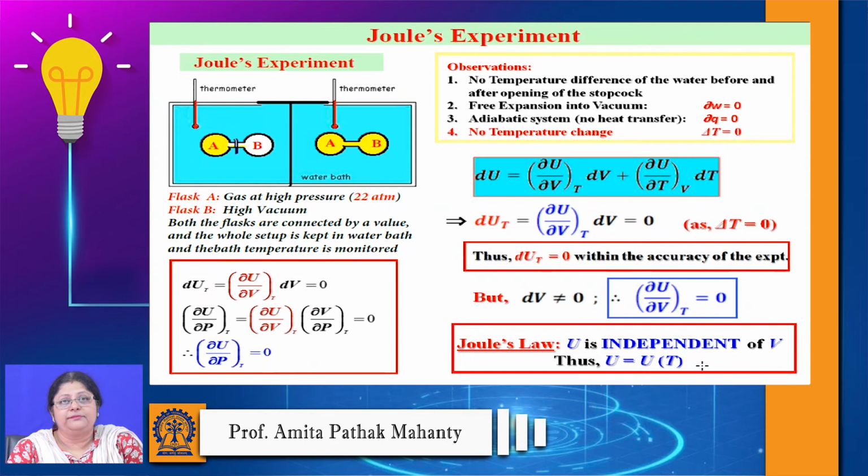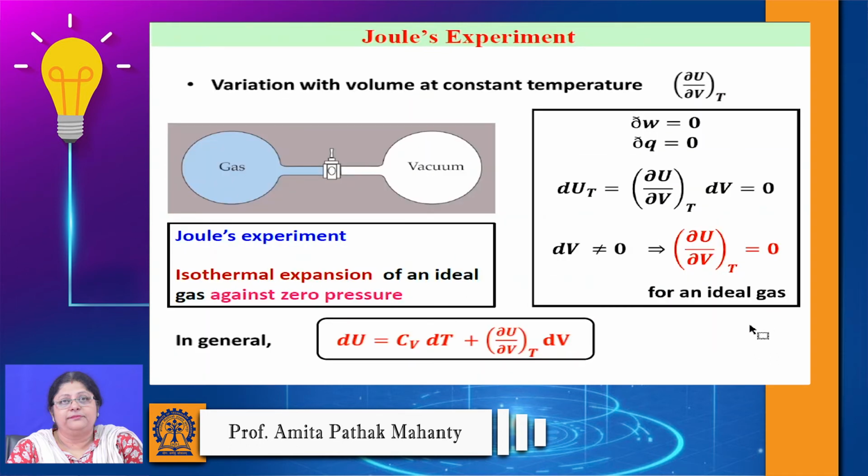It is okay when you are doing it for an ideal gas. This equation fits well, but in reality we do not have any ideal gases. All are real gases, and real gases do not obey this. So for real gases you do not have this value equal to zero. So this is the summary of Joule's experiment.